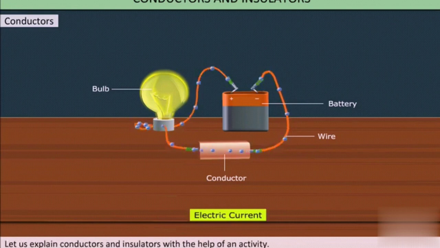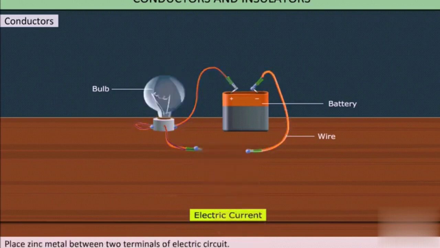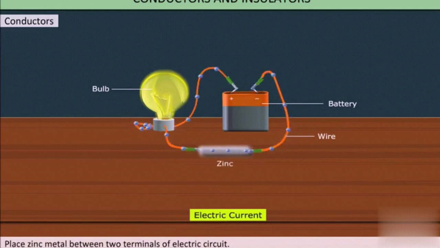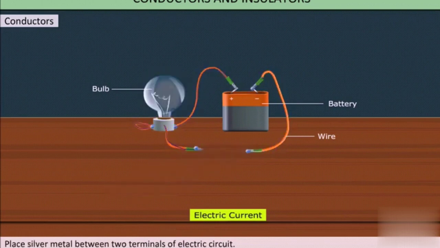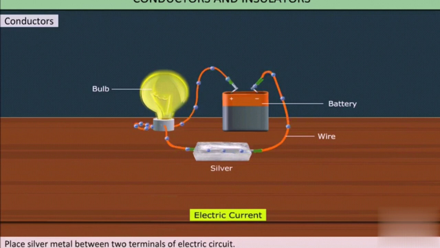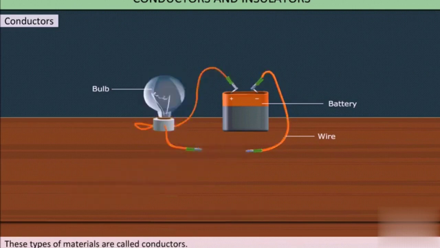Let us explain conductors and insulators with the help of an activity. Place zinc metal between two terminals of electric circuit. Then place silver metal between two terminals of electric circuit. Here you can observe that the bulb glows. This type of materials are called conductors.